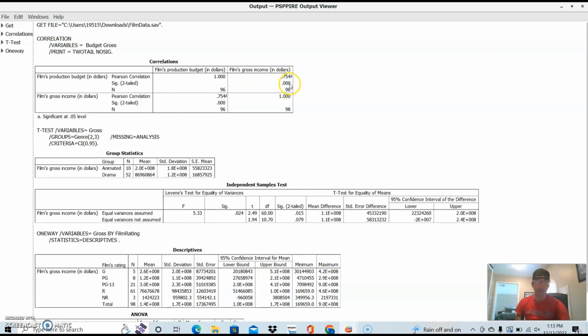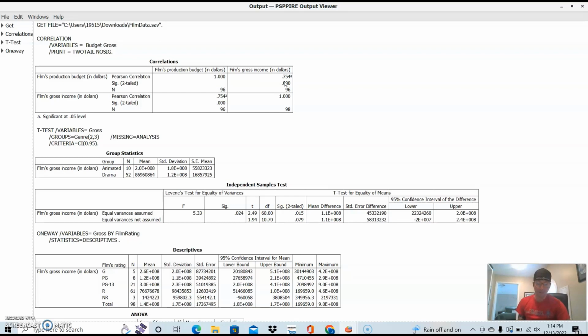We know it is significant. Significant because of the p-value, right? And if we go slightly upwards, here's our R value, so 0.754. And if you think back to what correlation looks like, 0.754 is pretty good correlation, pretty strong correlation.